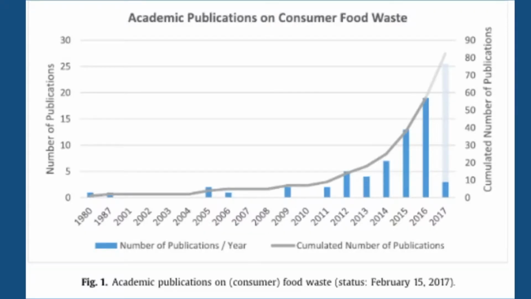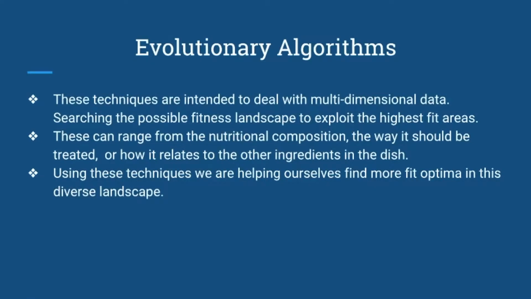As you can see in this graphic, since around 2012, the amount of publications has been rising exponentially, and that is predicted to keep going. The techniques of evolutionary algorithms are intended to deal with this multidimensional data. They allow you to explore these fitness landscapes based off of what your needs are, and then you can exploit these high fitness areas that they are able to find in order to increase their fitness even further.